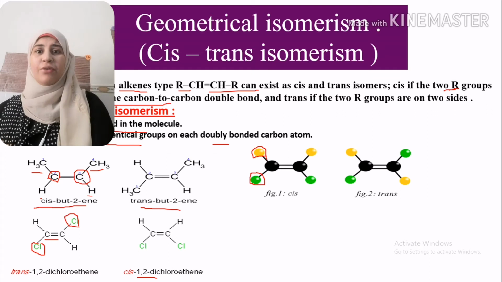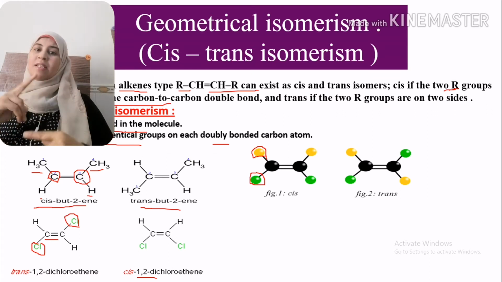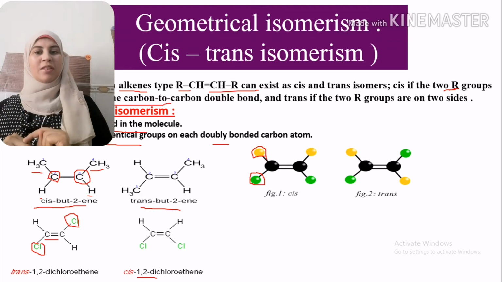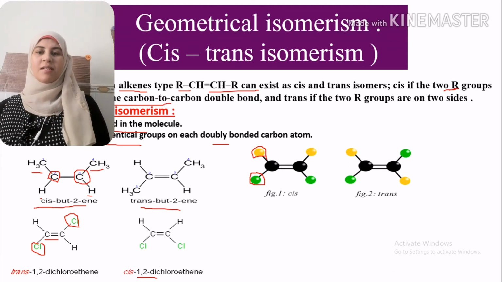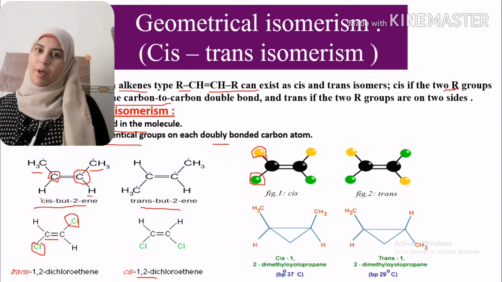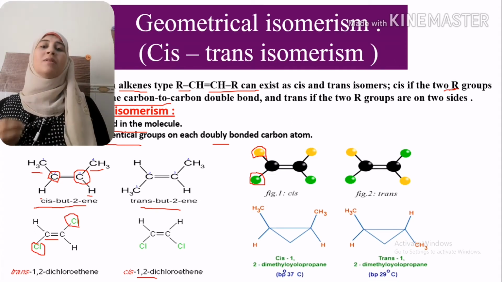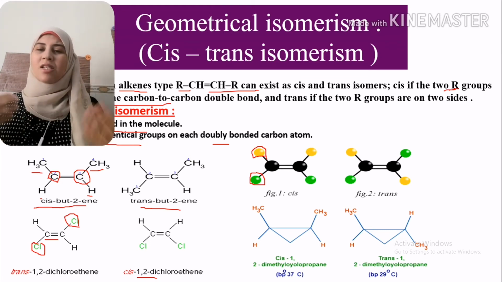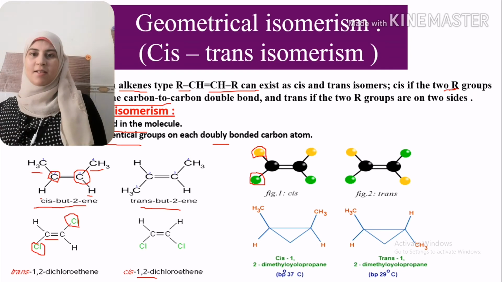According to having different groups, if they are on the same direction, we have cis. If they are on different directions, we have trans. The next example is showing the cyclic compounds. We say that the cyclic compounds can have cis and trans isomerism, but it is less common than in the alkenes.